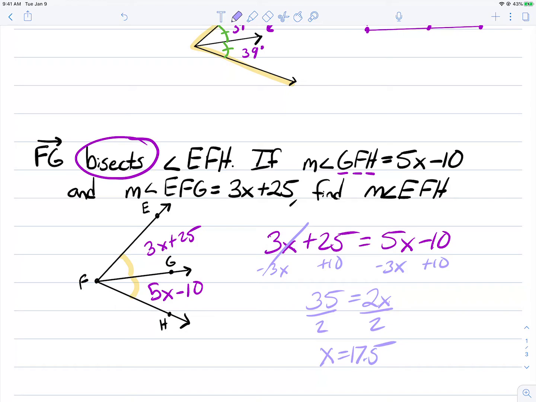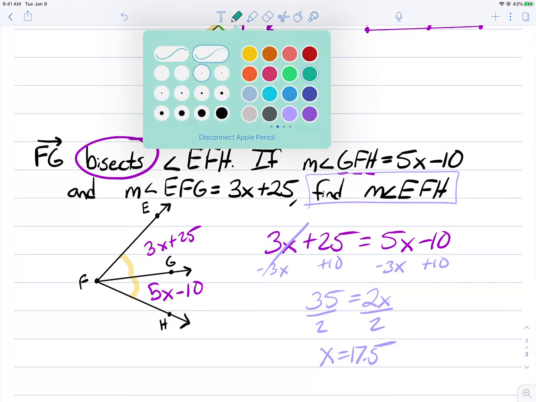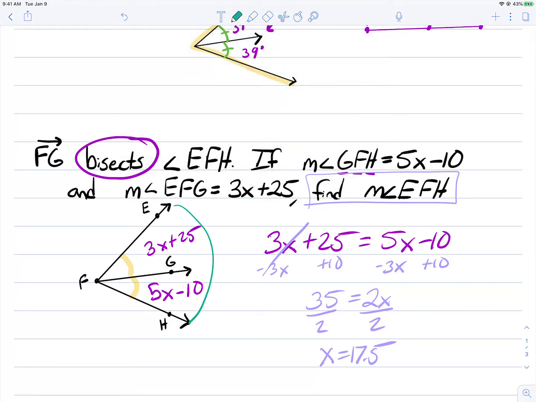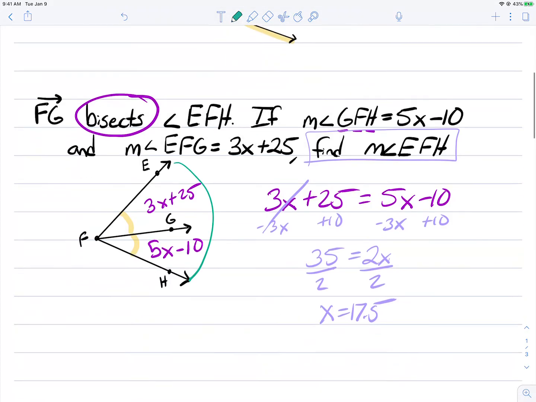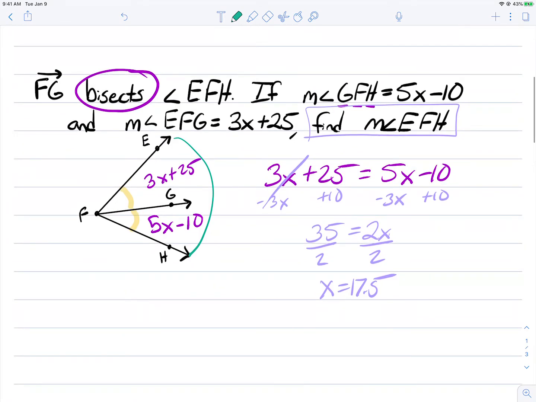Now make sure you're answering the question that you're asked. This one asked you to find the measure of an angle, so I'm not done. It's asked specifically for the angle EFH, which is the entire angle from E to F to H. So the first thing I'm going to do is find one of my parts.